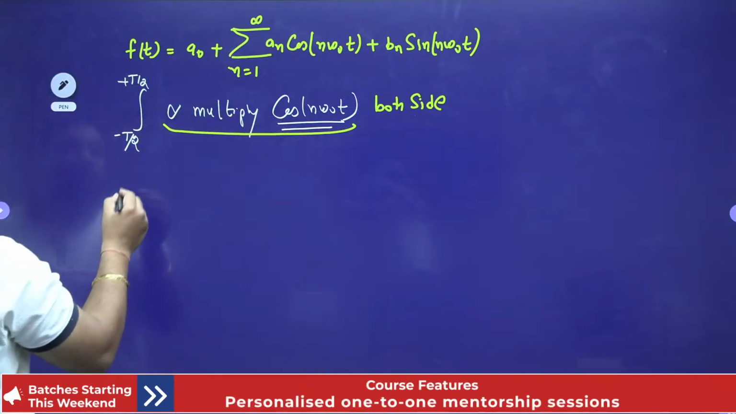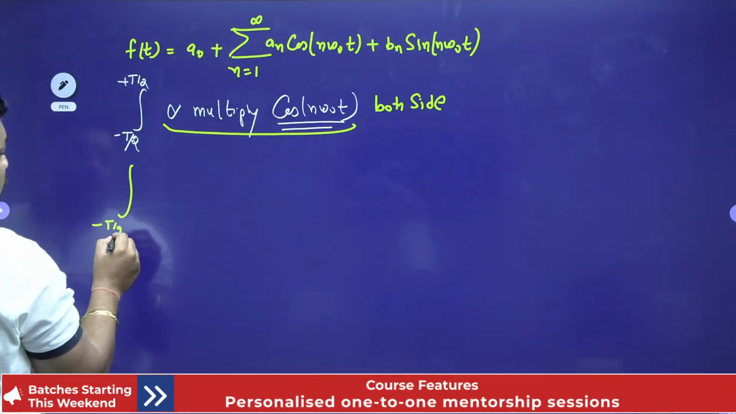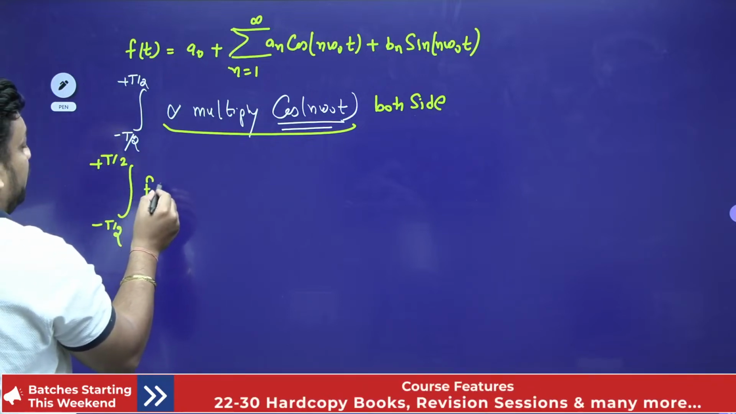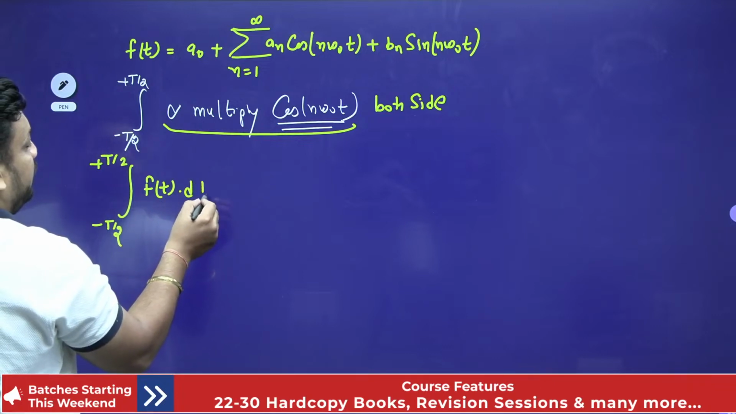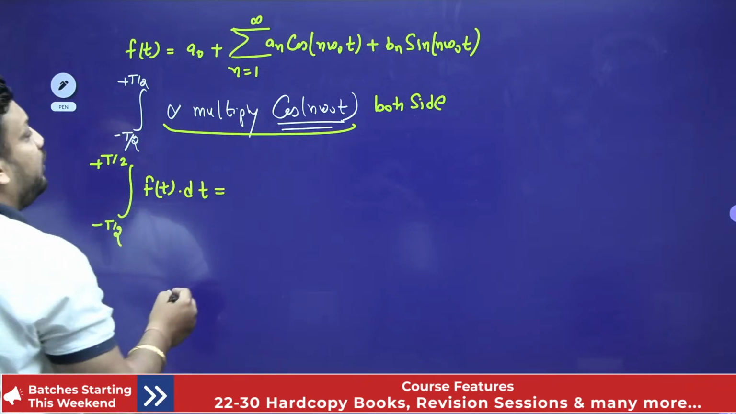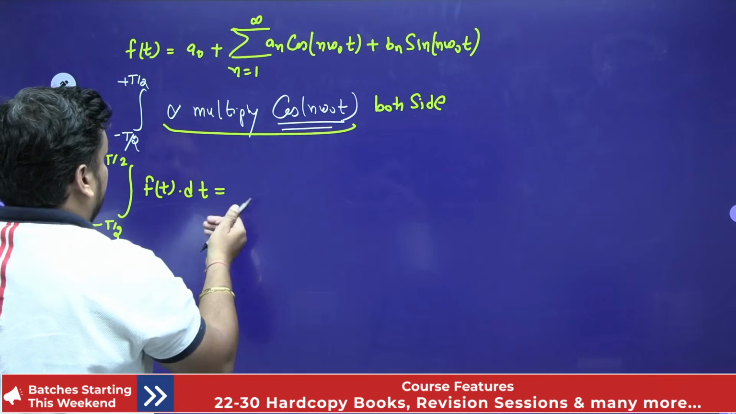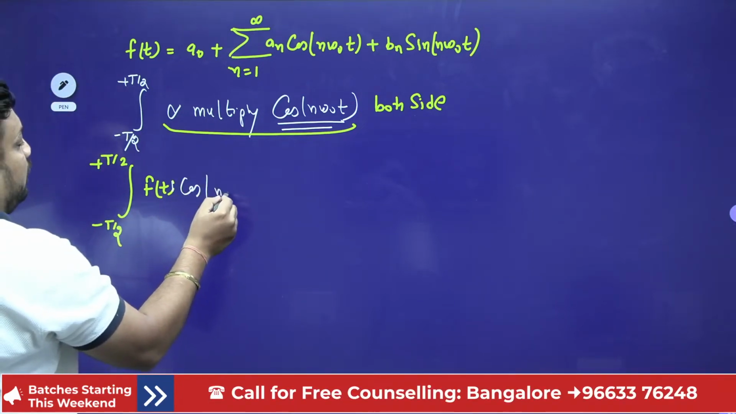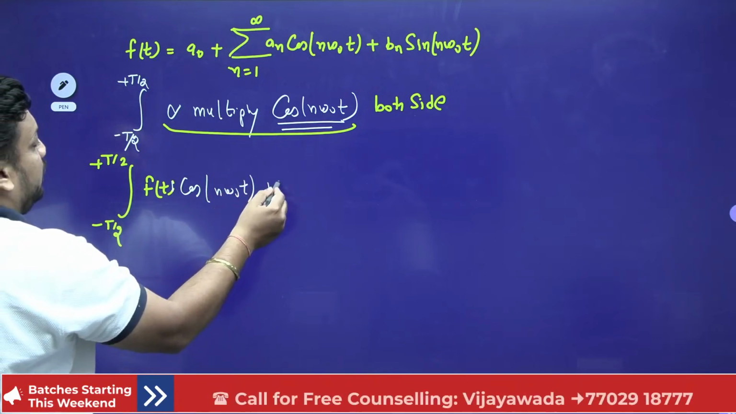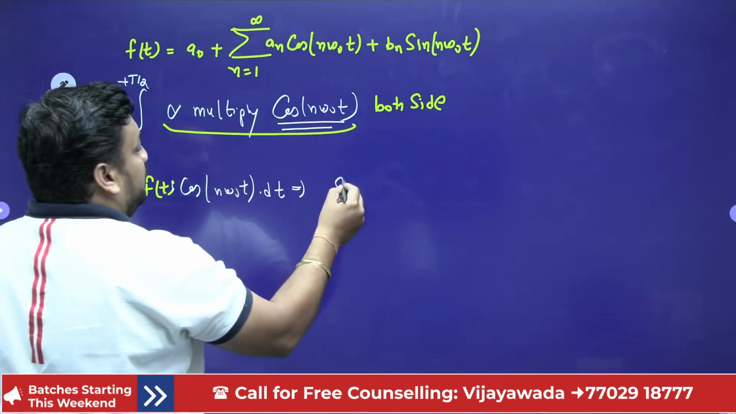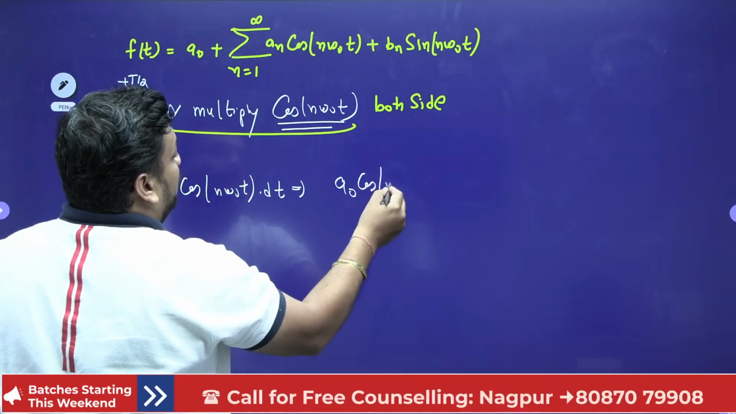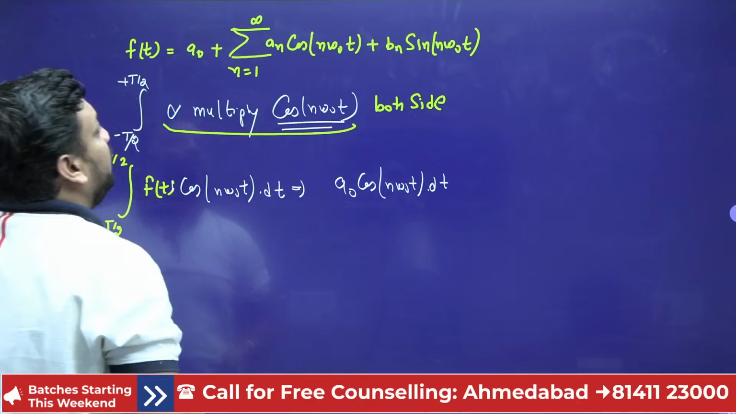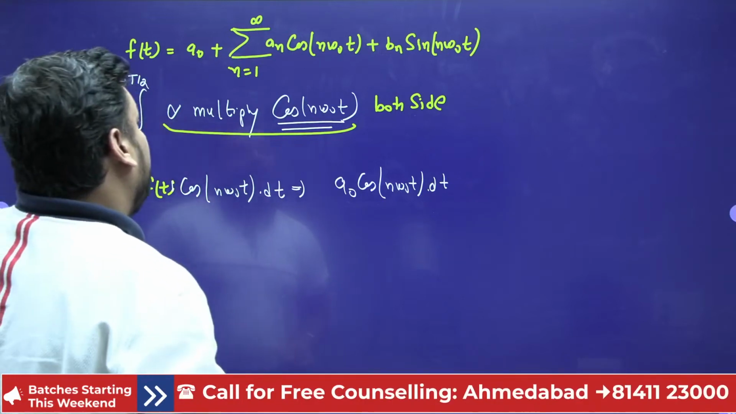So when you perform integration, what will you get, children? You will get the integral from minus T by 2 to plus T by 2. Here you will get f(t) dt equal to what, students? The A0 value. Sorry, I need to multiply with cos(n omega 0 t), so I am multiplying A0 with cos(n omega 0 t) dt. Yes or no? If I multiply just like this, tell me, guys, what you will get.